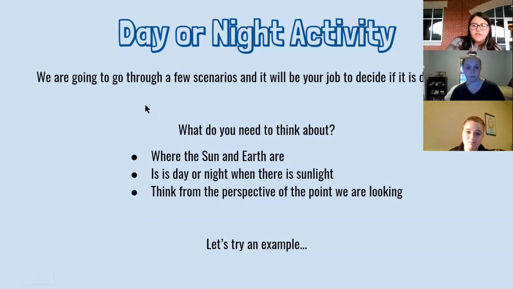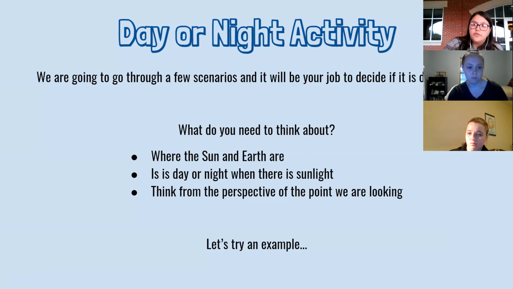All right, so we're going to do a little day or night activity, and we're going to go through a few different scenarios, and it's going to be your job to decide if it's day or night. Now, while we're doing this, you're going to have to think about a few things. Where's the sun and where's the earth in this scenario? Is it day or night where there is sunlight? So wherever the sun is going, is that day or night? And we have to think about the perspective of the point that we're at, because you're going to see a little person, and that's where we're going to determine if it's day or night from that location.